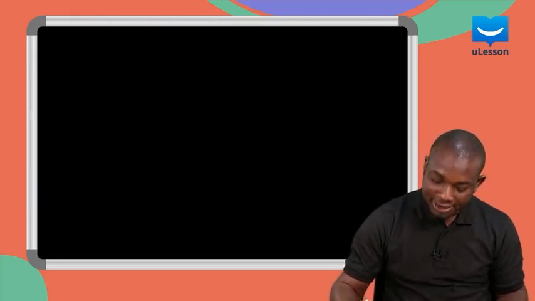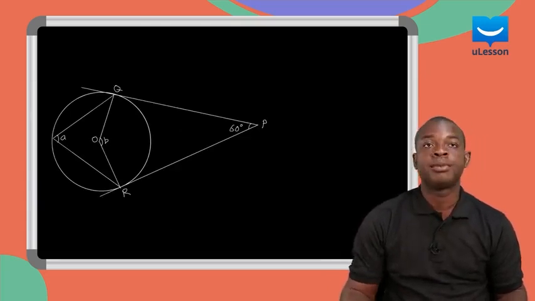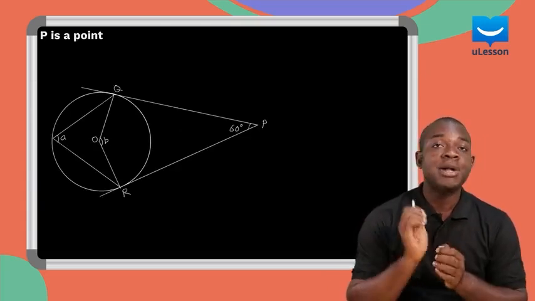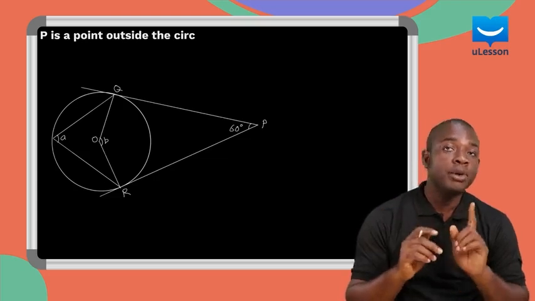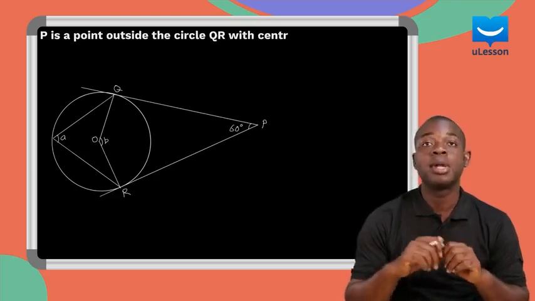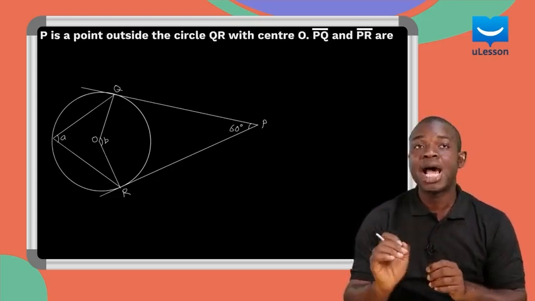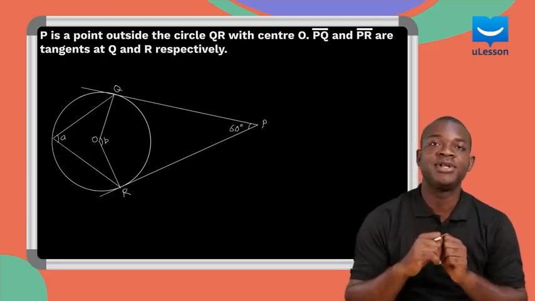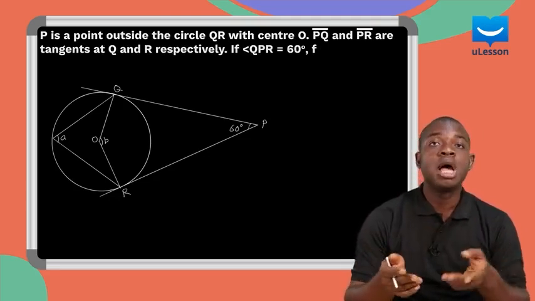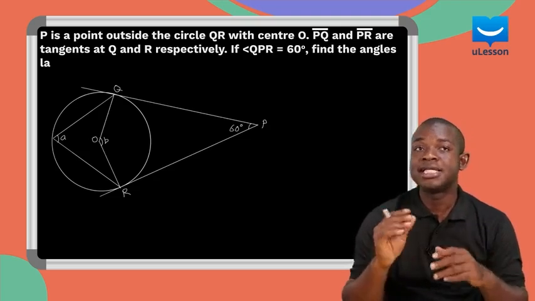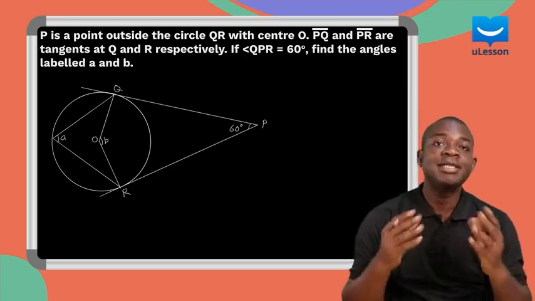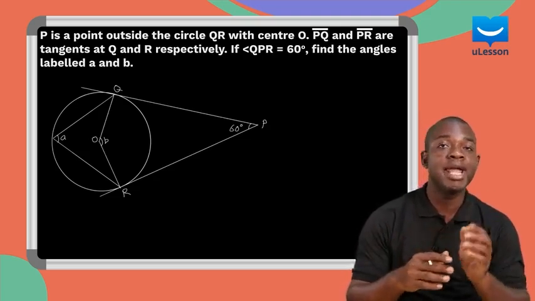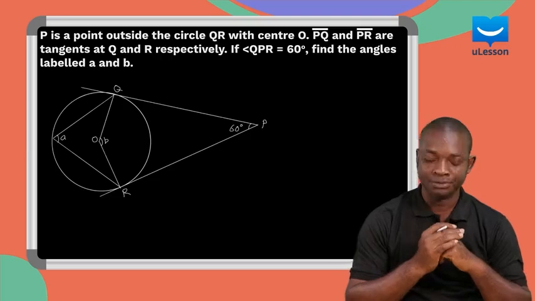Let's see another example. P is a point outside the circle QR with center O. PQ and PR are tangents at Q and R respectively. If angle QPR is 60 degrees, find the angles labeled A and B.